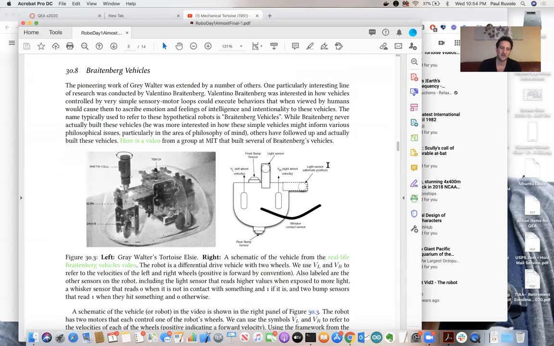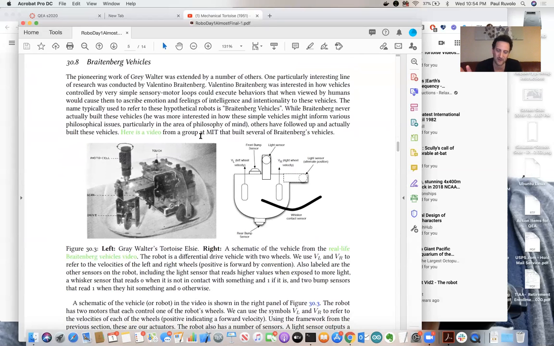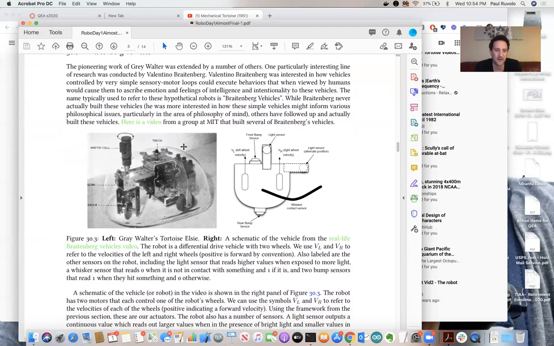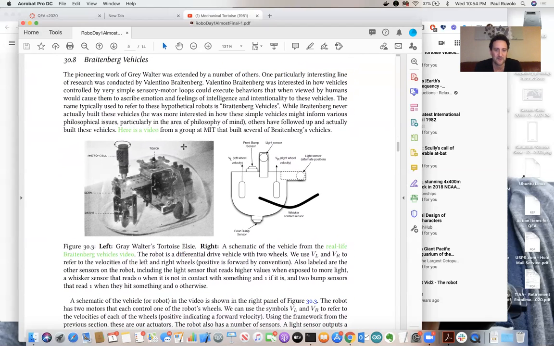So instead of going all the way and creating one of Gray Walter's tortoises, which you certainly could try if you like, we're going to try a little bit simpler problem. We're going to look at what are called Braitenberg vehicles. The idea of a Braitenberg vehicle was introduced by Valentino Braitenberg.